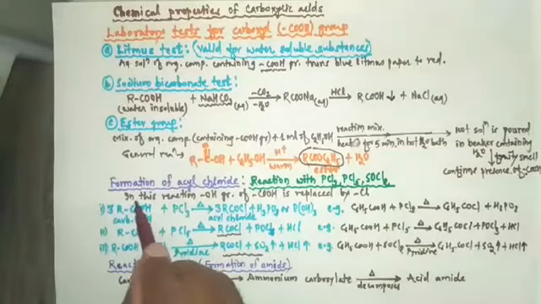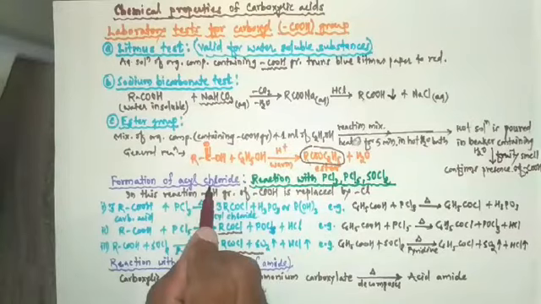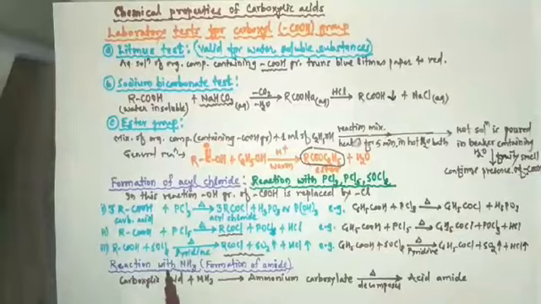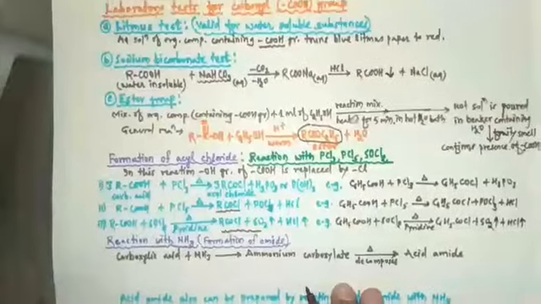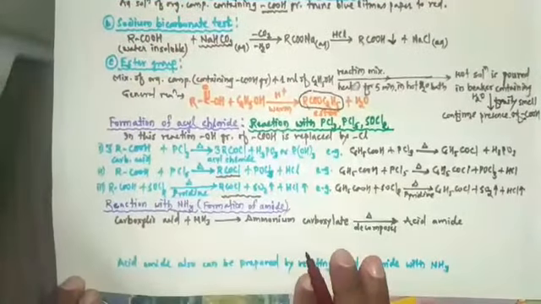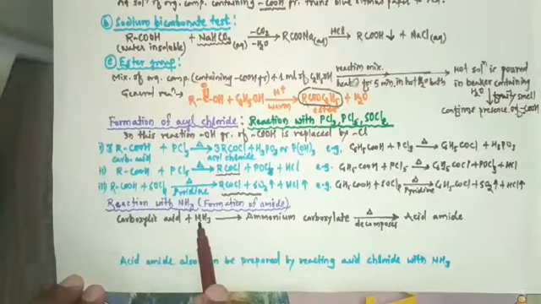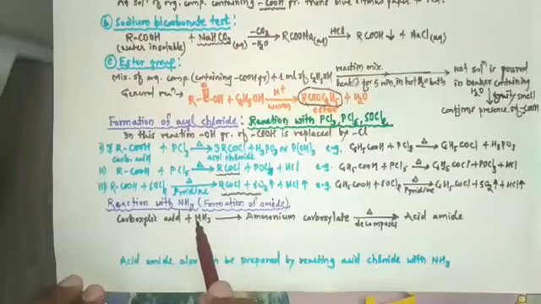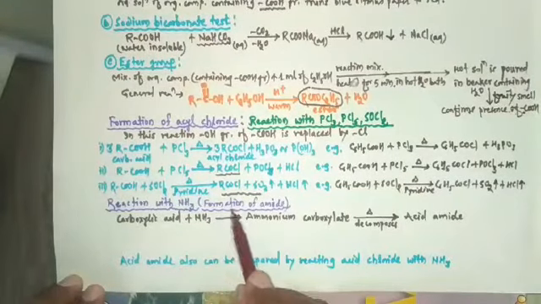After studying how acyl chlorides are formed from carboxylic acid, now we are going to study the next reaction, that is reaction with ammonia. So when carboxylic acids are reacted with ammonia, the final product formed is the amide. That's why this reaction is also known as formation of amide.